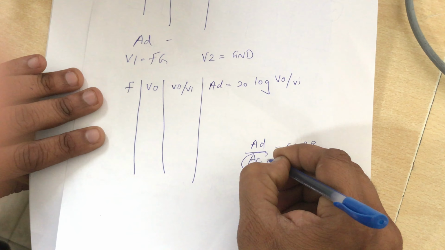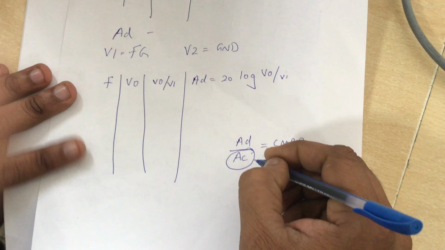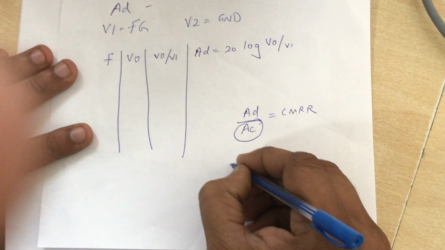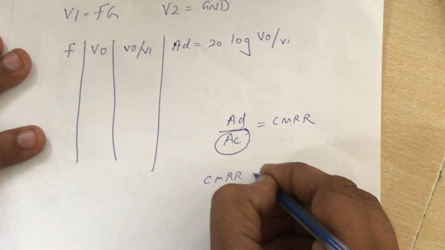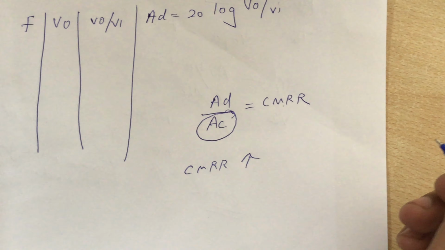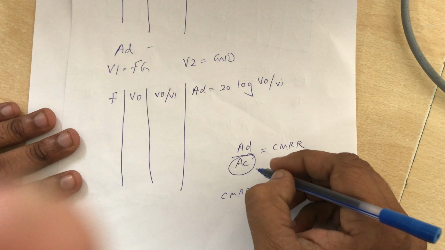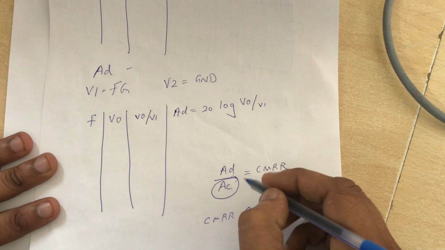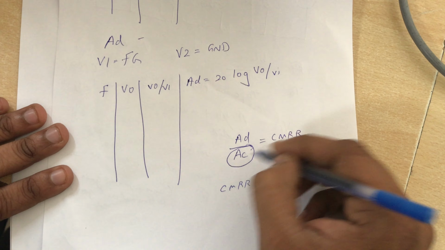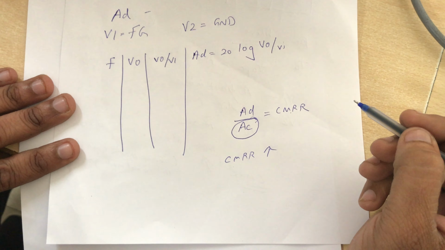Since my common mode gain should be very low, the CMRR will be very high. That is the important characteristic of a differential amplifier, to have a high CMRR, so that it neglects the common mode signal and amplifies the differential mode signal.